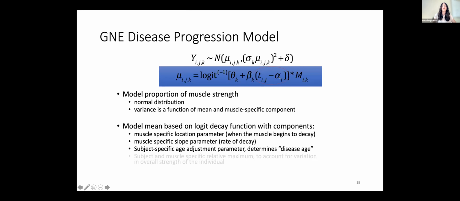The alpha i is the shifting parameter. This is the parameter where we're trying to fit the different pieces of the puzzle together. So this determines an individual's quote unquote disease age, where we shift them left and right to really try to understand where they are in the course of the disease. And then finally, this is the parameter that I alluded to earlier. This is to account for the fact that individuals may just have different relative maximums for each of their muscles. So some individuals may be stronger or weaker than others on each of those muscles, and we try to account for that as well.